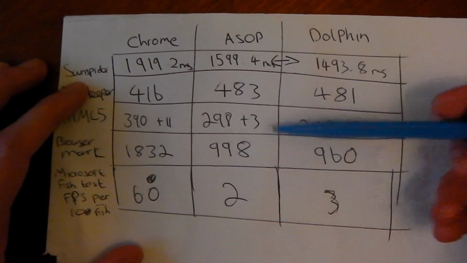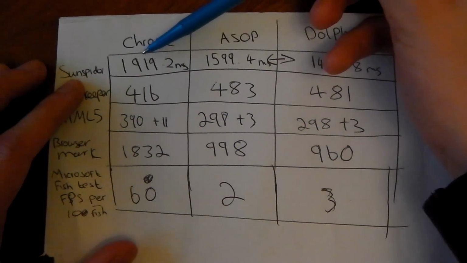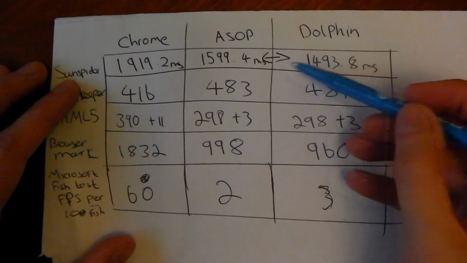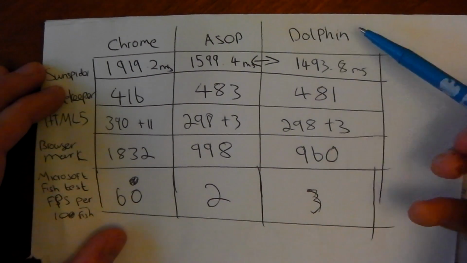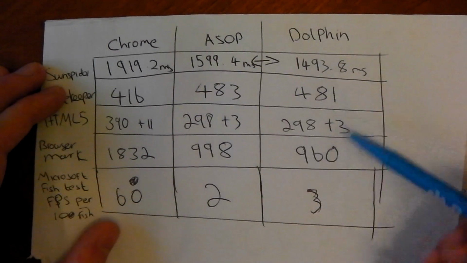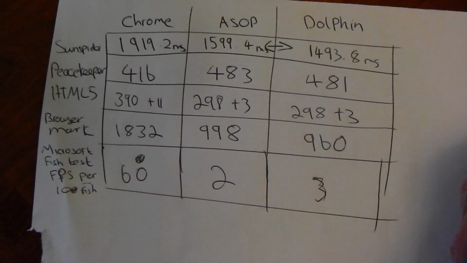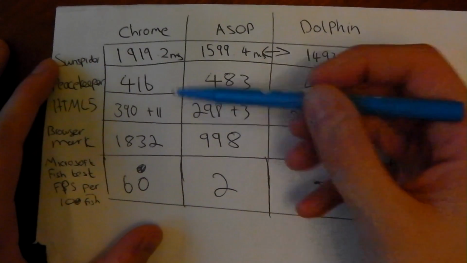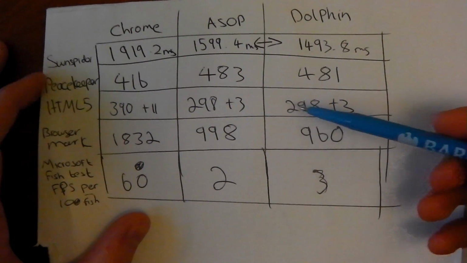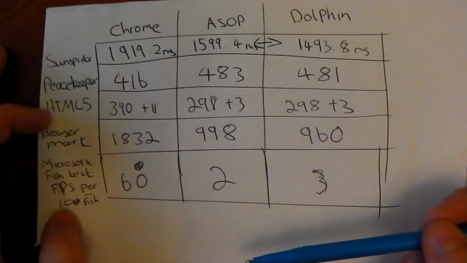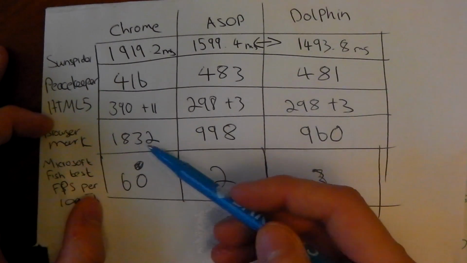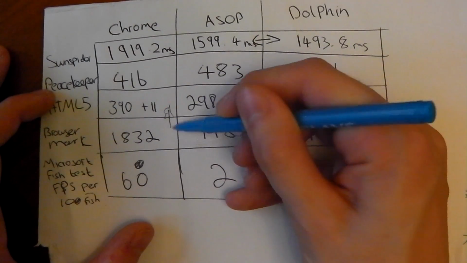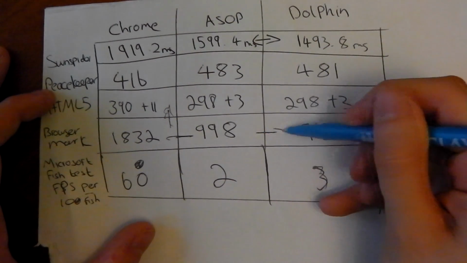Now let's look at SunSpider. Chrome scored 1919. AOSP actually scored 1493. I put those in the wrong thing. And Dolphin scored 1599. So you can see AOSP has the best JavaScript performance. Peacekeeper, they're all pretty similar, except Chrome scores the lowest. Chrome scores the highest in the HTML5 and the Browsermark by quite a margin. I don't quite understand what that is, but that is a massive margin between those.